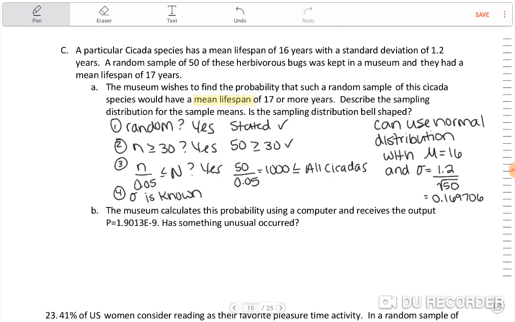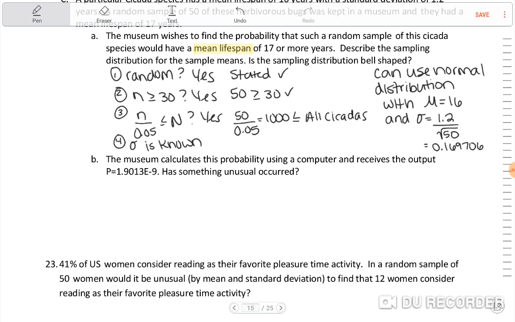All right. The museum calculates this probability using a computer and receives the output 1.9013 E -9. Has something unusual occurred? Well, if we were to write this probability out as a decimal, this is going to be 1, 2, 3, 4, 5, 6, 7, 8, 2-ish. That's the probability, right? So if you compare, that is way less than 0.05. So definitely unusual.